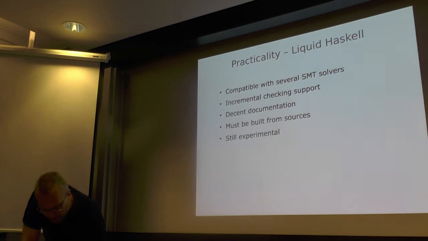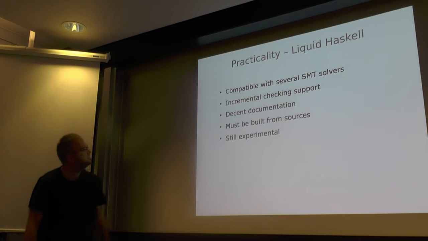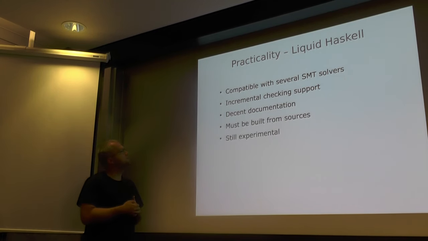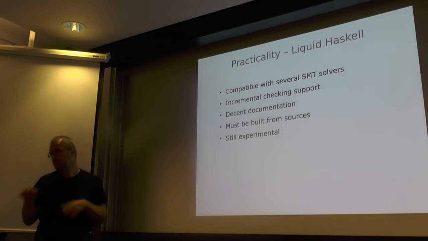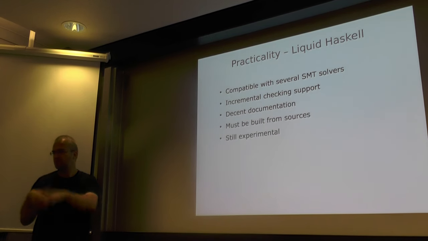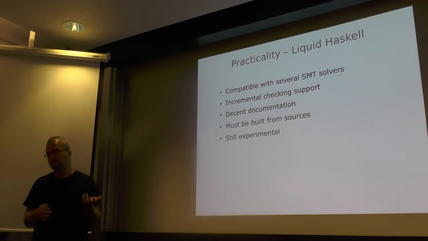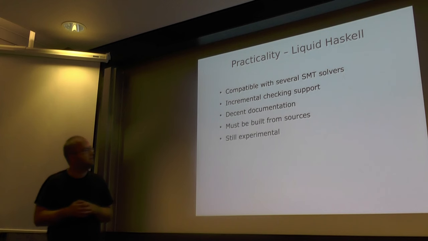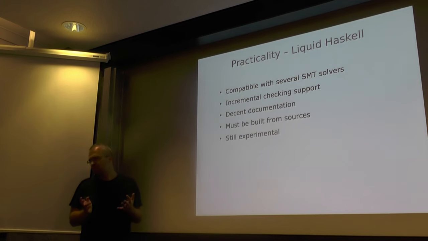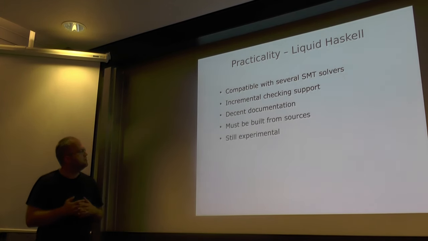So there are some practical considerations. As we already mentioned, Liquid Haskell is nice in that it's compatible with several SMT solvers. One could expect that it might be compatible with more in the future. It also has incremental checking support. There is a parameter -d that will save some state of the checking and only check for the changes. So this is nice. And even the ordinary checking seems to be pretty quick. Of course, I didn't check complicated problems, but that doesn't seem to be an issue.